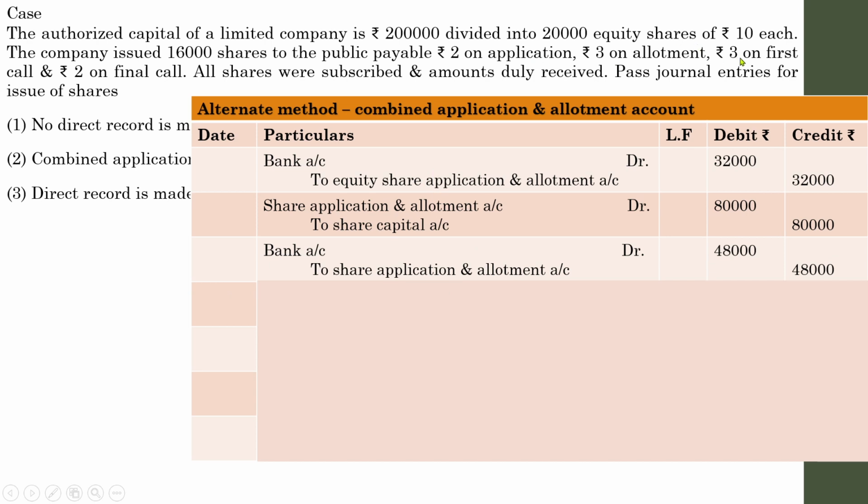Next one, first call. So first call, you have to first write down the due entry. Equity share first call account debtor to equity share capital. First call is rupees 3 into 16,000, 48,000, and its narration will be first call money due on 16,000 shares at rupees 3 per share.